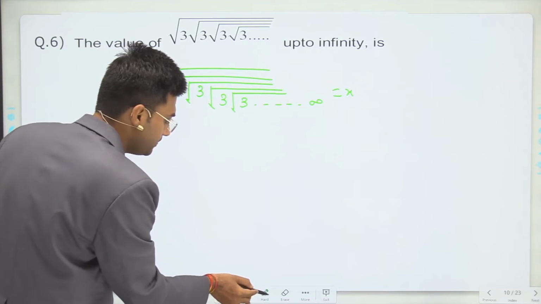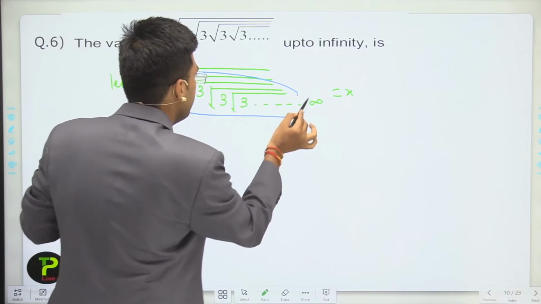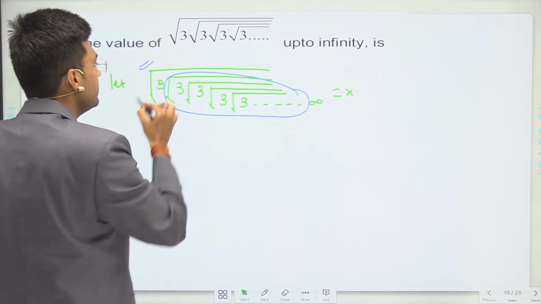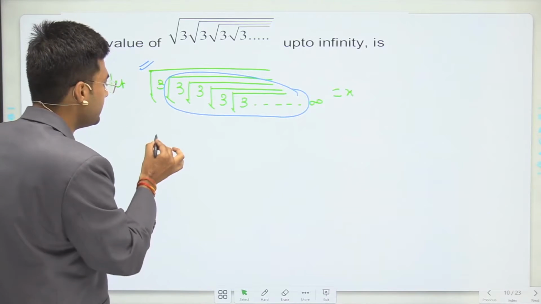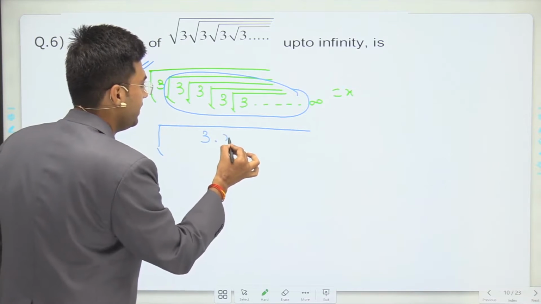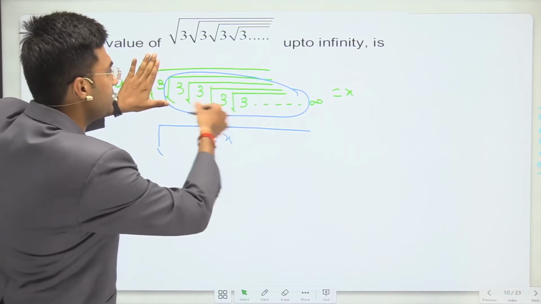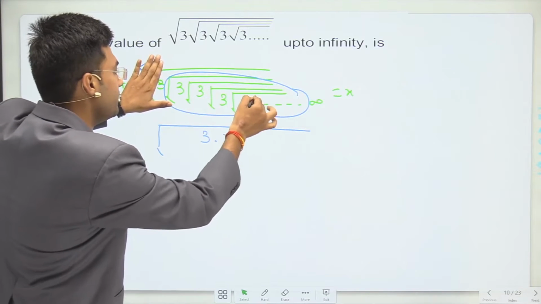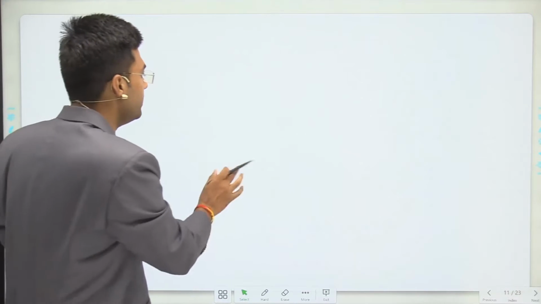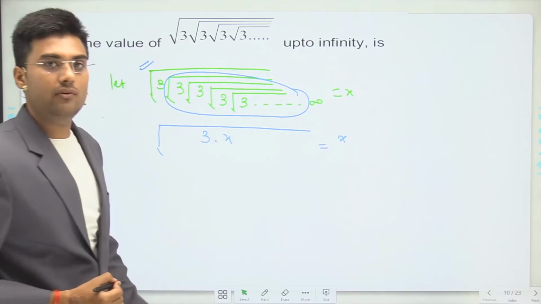For example, if we talk about this expression only, again this is the same expression as we assumed in the starting. So we can write it as root of 3 multiplied by x only, because when we hide this, again we will get the same expression. So the value of this same expression is x. So root of 3 multiplied by x is nothing but x. Now squaring both sides.